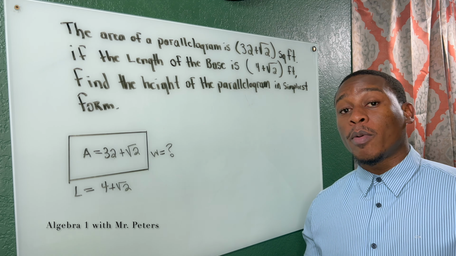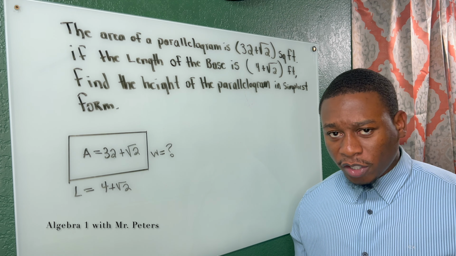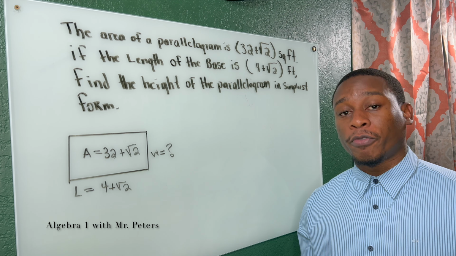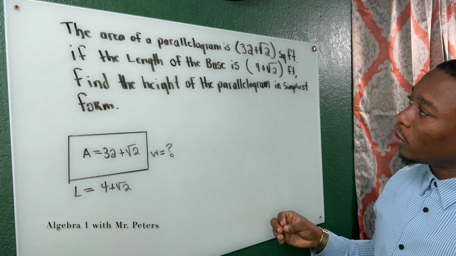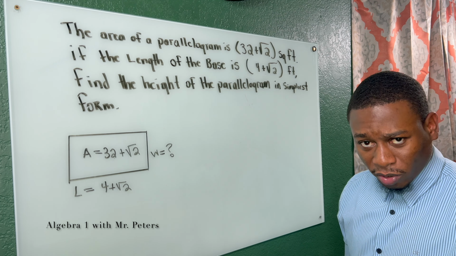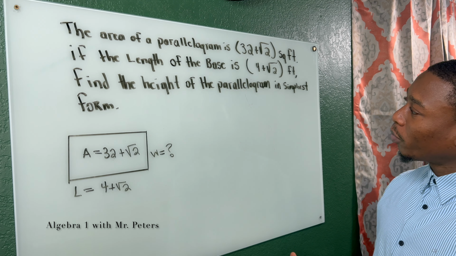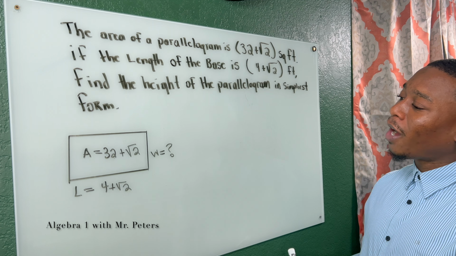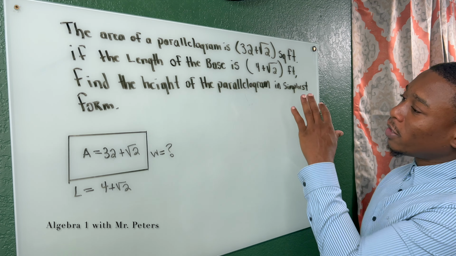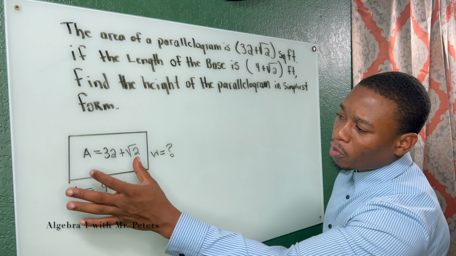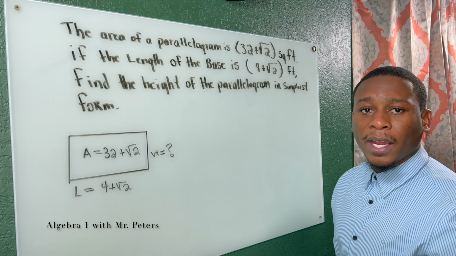Moving on to the last problem of this video, guys, and we really hope that you found this review on the conjugate and binomial expressions helpful. So our word problem now reads, the area of a parallelogram is 32 plus radical 2 square feet. If the length of the base is 4 plus radical 2 feet, find the height of the parallelogram, right? In simplest form. So I just use the formula area is equal to length times width. If you want to use height, it's the same thing.